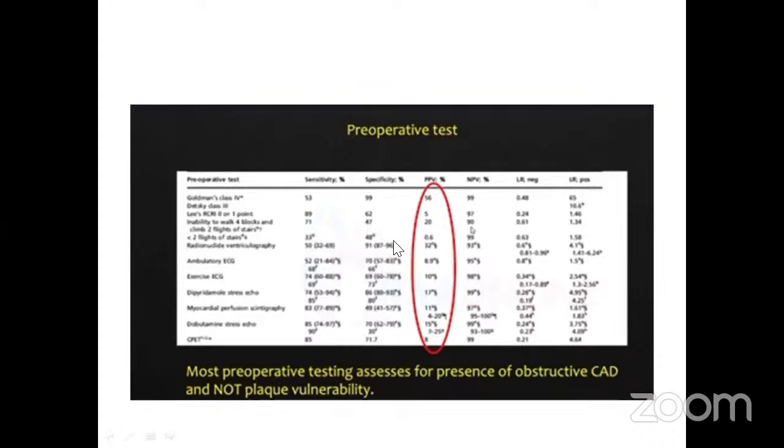In this comparison, the Goldman risk scoring and the others were taken, which indicates the positive predictive value of only the Goldman risk score is more than 56%, while the positive predictive values of other scorings were much lower. So this indicates that major cardiac events were not that well predicted. The presence of it only indicates the presence of obstructive CAD, not the plaque vulnerability during the intraoperative period.